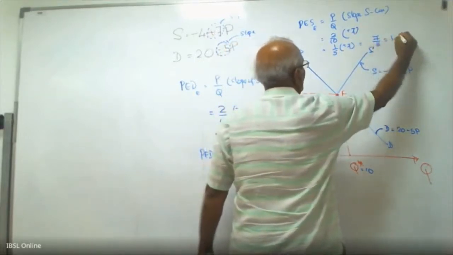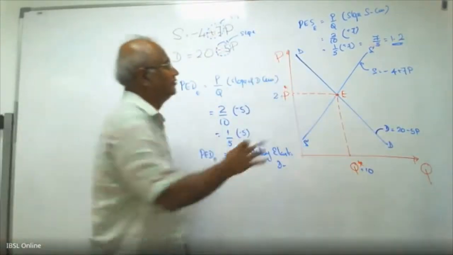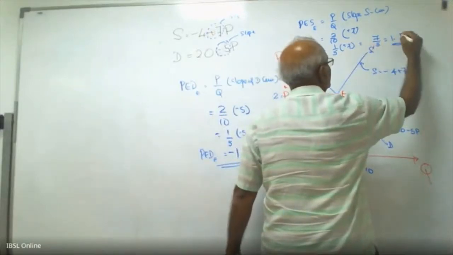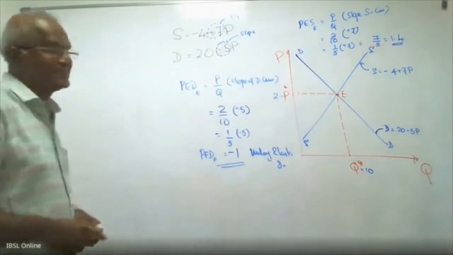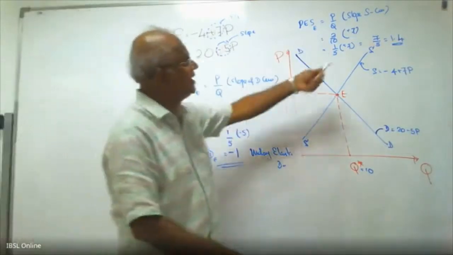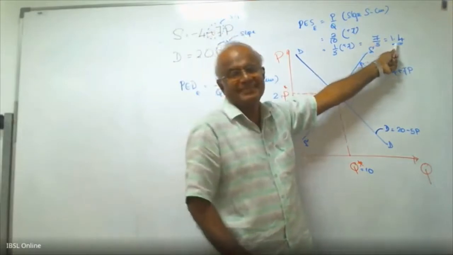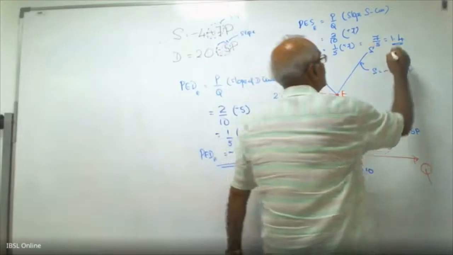That means 1.4. Supply elasticity is 1.4. This is elastic supply. Elasticity is greater than 1. Elastic, relatively elastic supply.